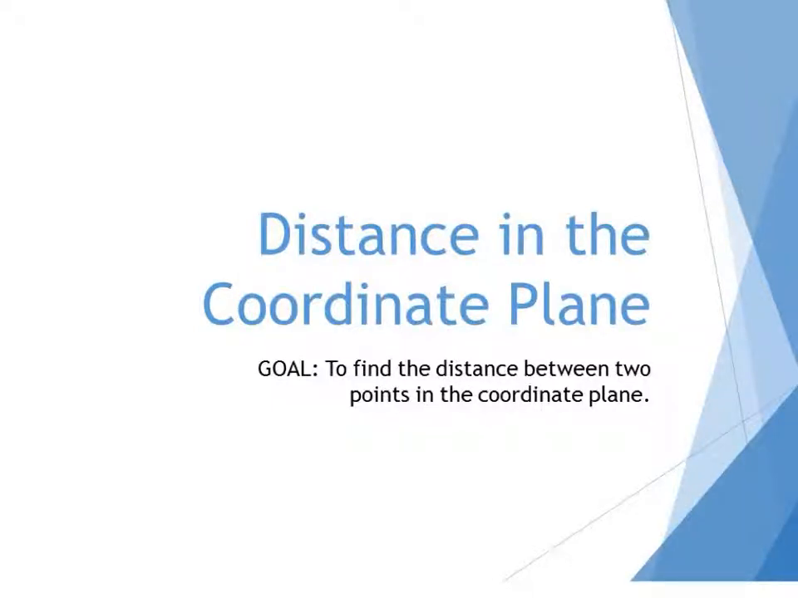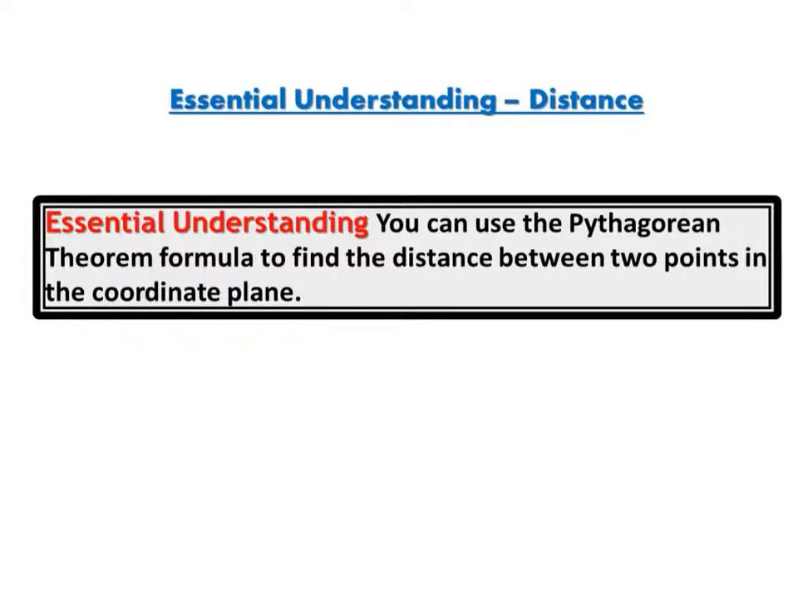This lesson is distance in the coordinate plane. The goal is to find the distance between 2 points in the coordinate plane. What you should learn by the end of this lesson is that you can use the Pythagorean theorem formula to find the distance between any 2 points in the coordinate plane.